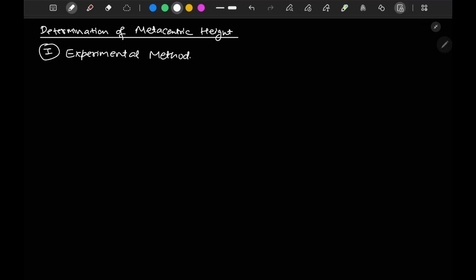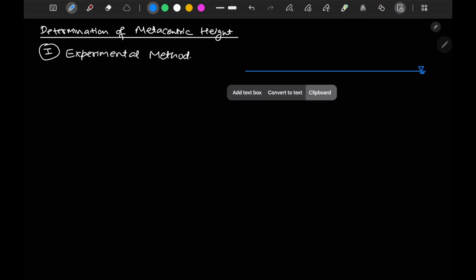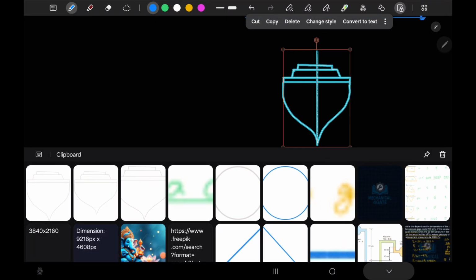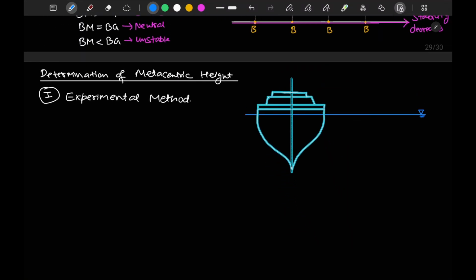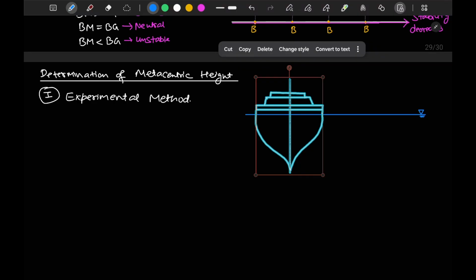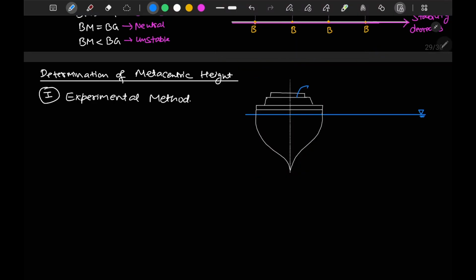Okay, so let's consider an example first. Let's consider a floating device. Let's say that this is your free surface. Okay, and here let's say this is your system. Now, but before that let me remove a few parts from here.